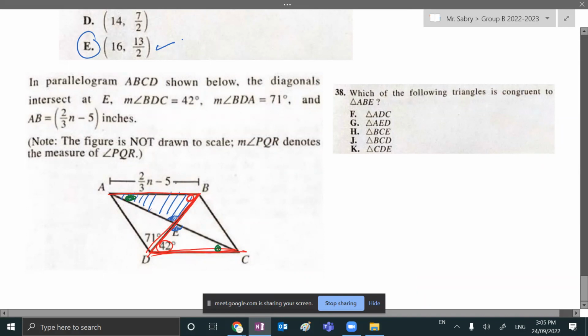So apparently these are the two triangles that are congruent to each other. Also, this side and that side are equal. This side and that side are equal. This side and that one are equal. So what's congruent to ABE is EDC or CDE, this one.